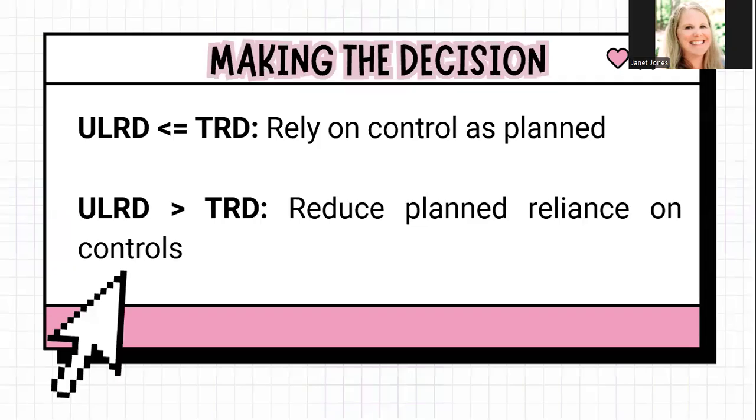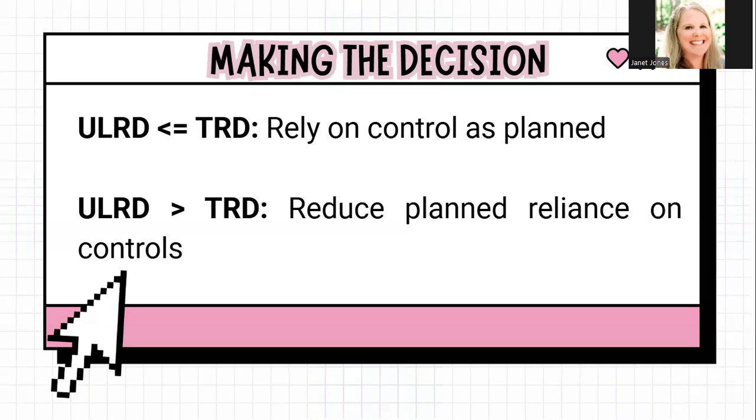Ultimately, I am going to have that upper limit rate of deviation that I'm comparing to my tolerable rate of deviation. And if that upper limit rate of deviation is less than or equal to what is tolerable, then I can go ahead and rely on my control as planned. So if I pull all of my items and my upper limit rate of deviation is 1%, I think that it's operating effectively 99% of the time. My tolerable rate was 2% at the very beginning. Then I can go ahead and rely on that control as I had originally planned and move on with the rest of my testing as I had determined in the very beginning.